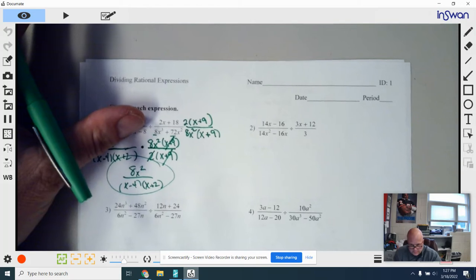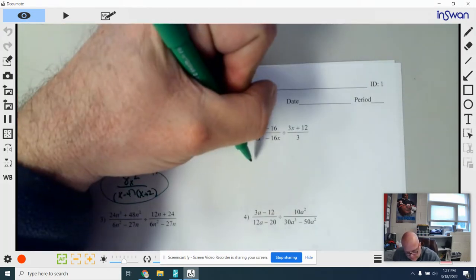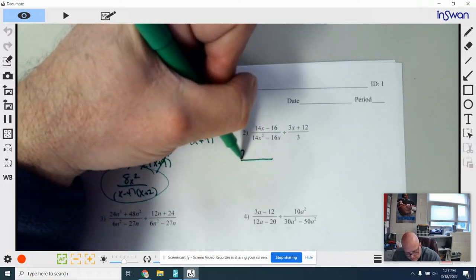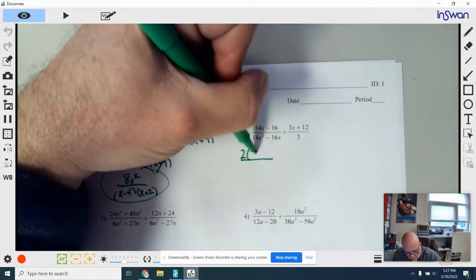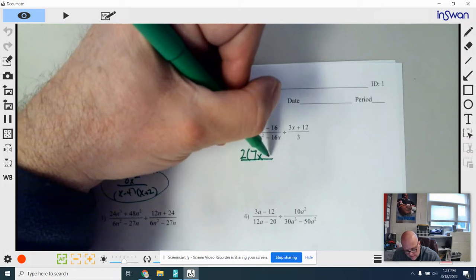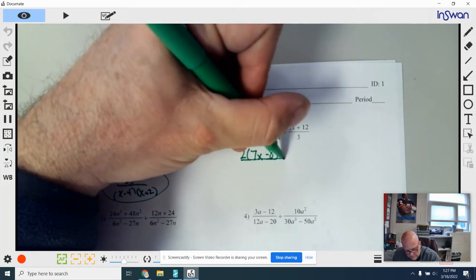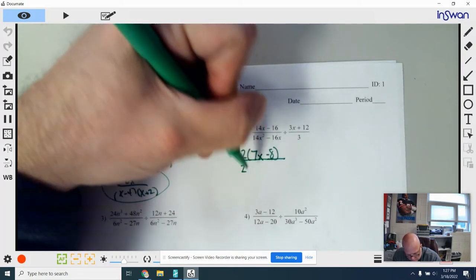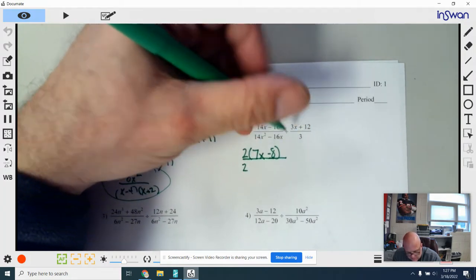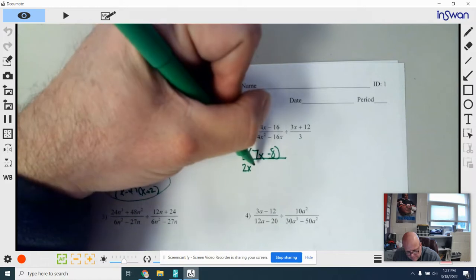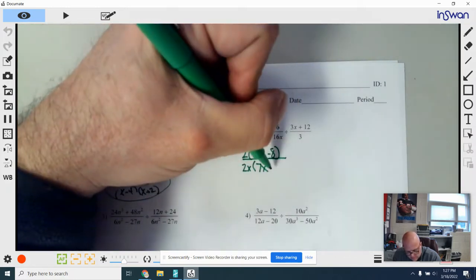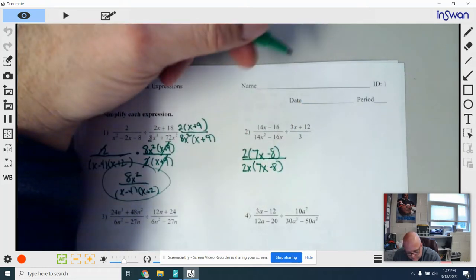Okay, number 2. Start off up top here. I see I can pull a GCF out of here. And it looks like that's just going to be a 2. So back goes a 7x minus 8. On the bottom, same numbers. So a 2, and then, but this one is x squared, that one is x. So I pull out an x there. And then back goes a 7x minus an 8.